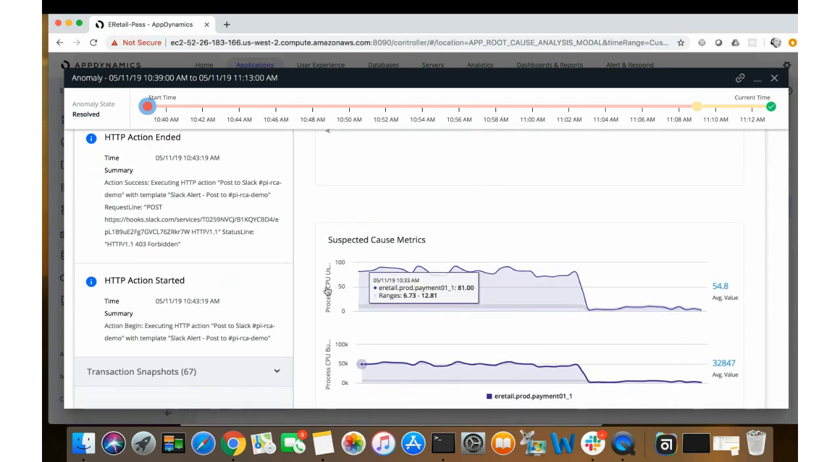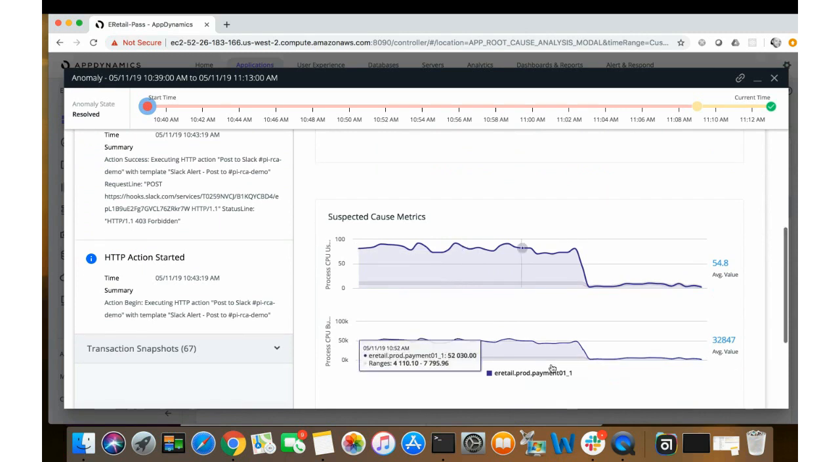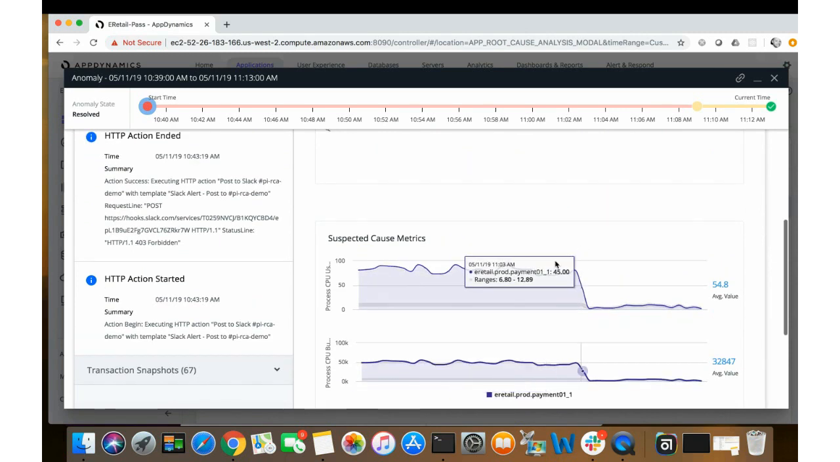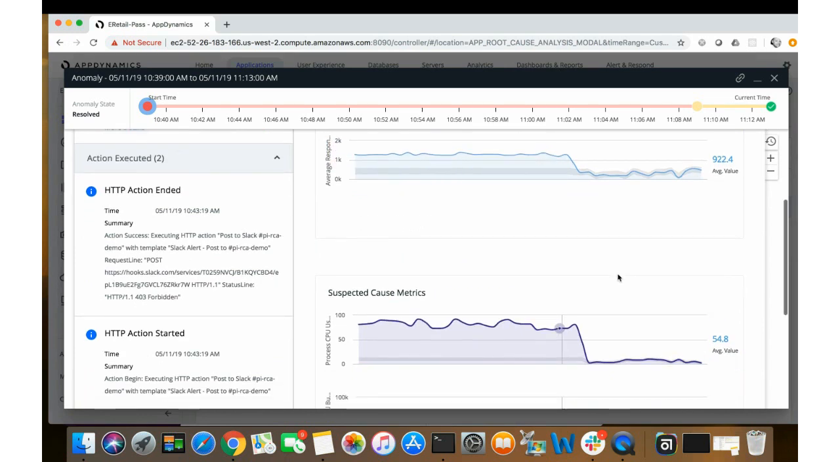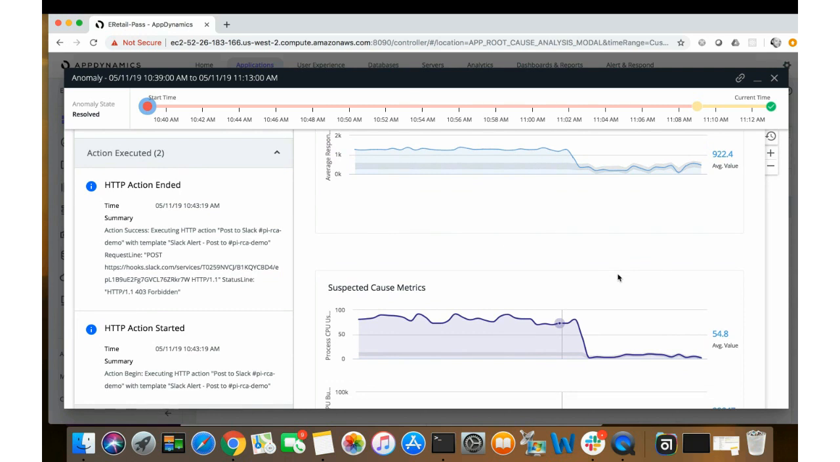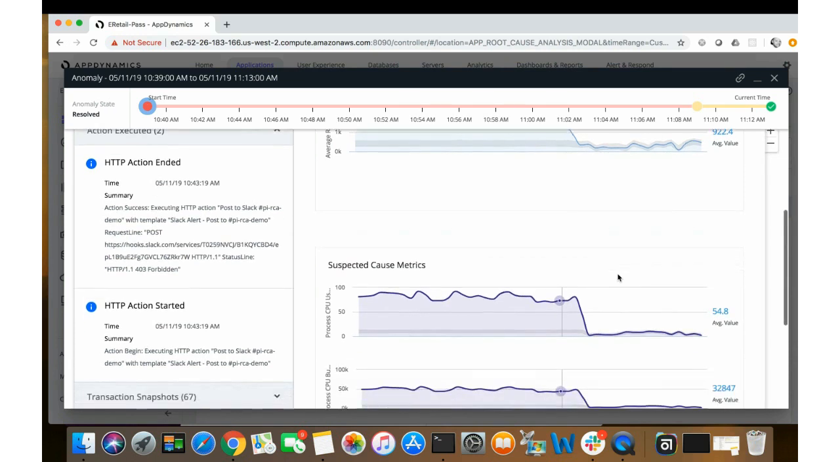Now if we take a look, we can see some suspected cause metrics. So we can see that we have two metrics, process CPU used as well as process CPU burnt, on a particular node. And we can see that those metrics correspond and correlate very closely with the business transaction metrics. And so we now know that we have a particular process issue, that the CPU is being used, that's causing this particular tier to slow down, and in turn, that's causing this overall business transaction to slow down.